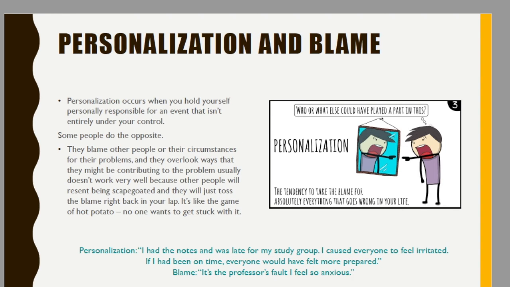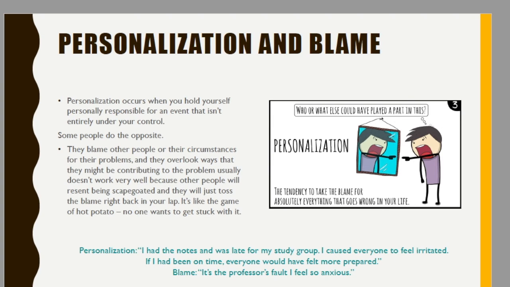Personalization and blame. So, personalization occurs when you hold yourself personally responsible for an event that isn't entirely under your control. So I had the notes and was late for my study group. I caused everyone to feel irritated. If I had been on time, everyone would have felt more prepared. So taking responsibility for other people's performance on their test.